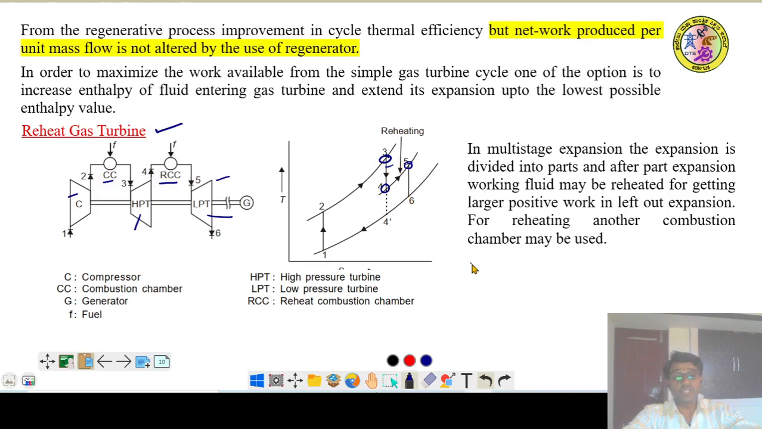Expansion is 3 to 4 plus 5 to 6. The work done takes place in two expansions. So only 3 to 4 dash is the one expansion. 3 to 4 and 5 to 6 both are clubbed together to get the work done in a reheat gas turbine.